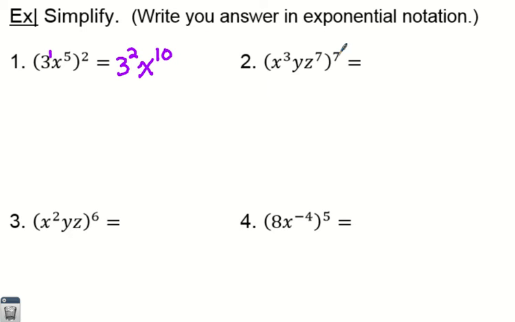All right, so the 7 is going to be applied, or distributed. I think I like the word applied better. So we're going to do x to the 3rd to the 7th. That's going to be a power to a power. We're going to do y to the 7th, or y to the 1st to the 7th, just y to the 7th. And then z to the 7th to the 7th. Power to a power.